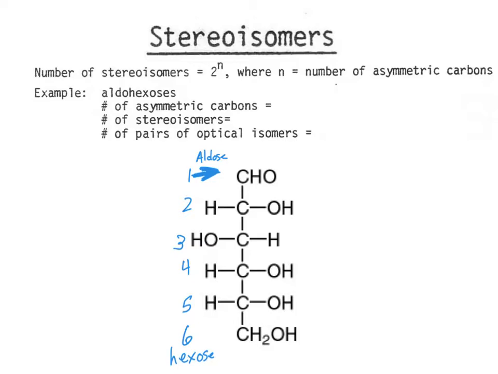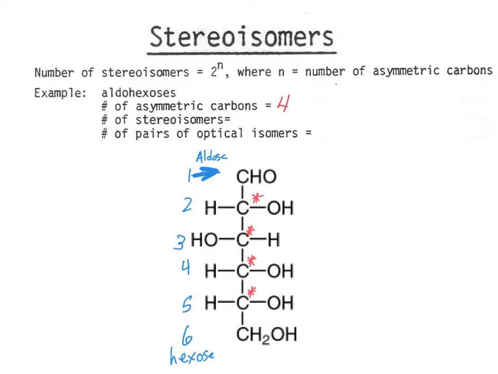Hopefully you saw that there were 4 asymmetric carbons. The top one is not because there are 2 bonds to oxygen. The second one is because we have an H and OH, an aldehyde going up and not an aldehyde going down. The third one is an asymmetric carbon. The fourth one is an asymmetric carbon. The fifth one is an asymmetric carbon, and the sixth one is not asymmetric because the 2 hydrogens are the same. So we end up with a total of 4 asymmetric carbons.